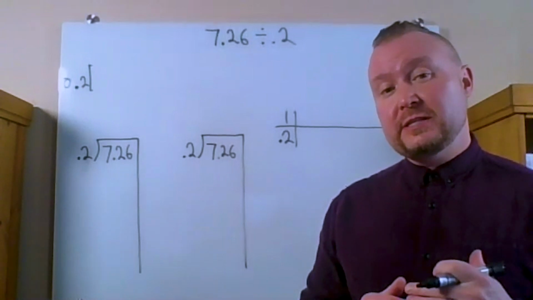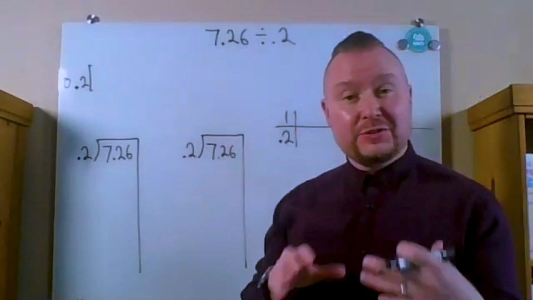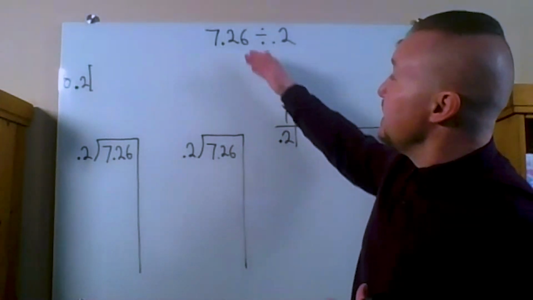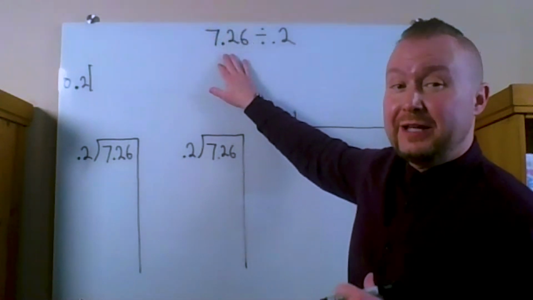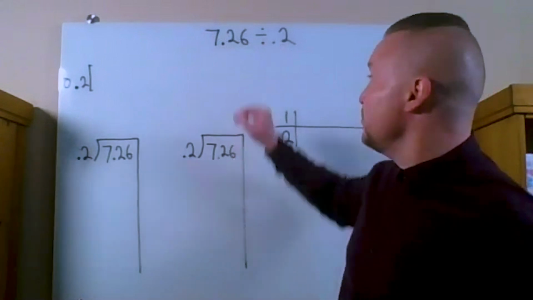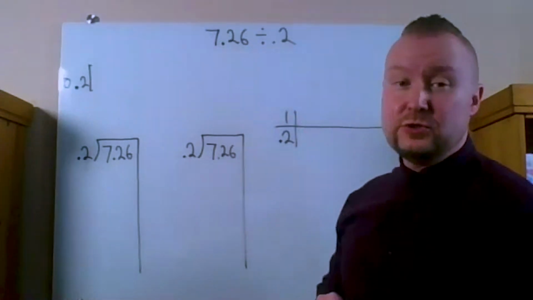And if you watched the decimal multiplication video, you'll notice that the numbers here are part of the same number set that we worked with last time when we were multiplying. So what I've just done now is taken the product we got when we multiplied 36 3/10 by 2/10, and now we're going to undo that using 7 26/100 divided by 2/10.